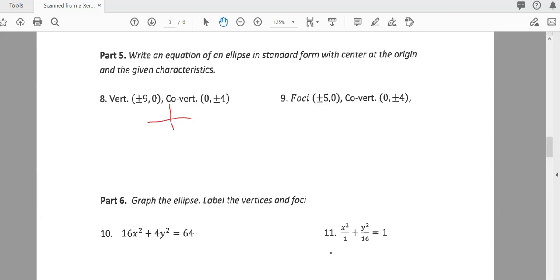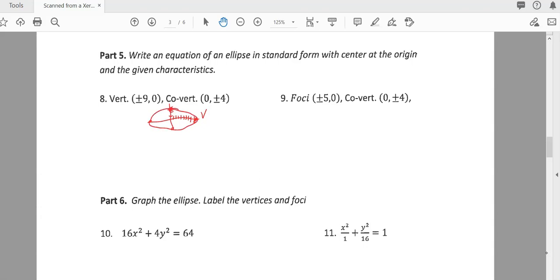Okay, so 9, 0, 1, 2, 3, 4, 5, 6, 7, 8, 9. So right there are my vertices. So this is horizontal. My co-vertices, 1, 2, 3, 4. So right there. So I go over 9, down 4. We've got our ellipse. It's definitely horizontal.